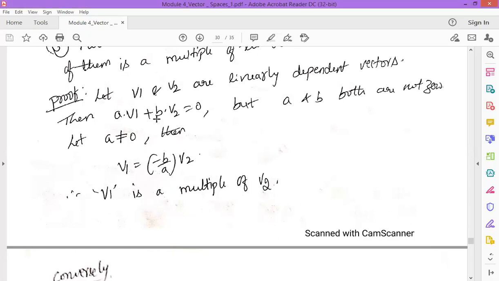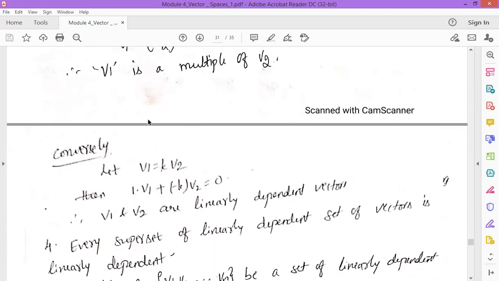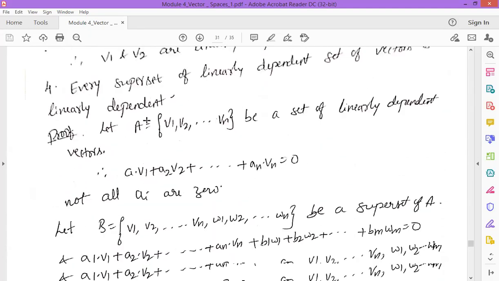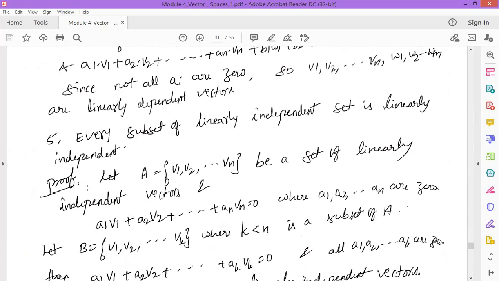So in such a case, if it is a multiple of the other vector, then also we can say that it is linearly dependent. The same thing is explained in detail. So the fifth one is: every subset of a linearly independent set is linearly independent.